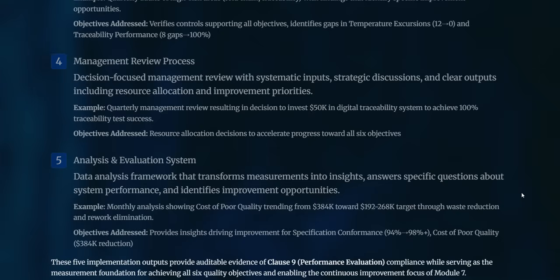These five implementation outputs provide auditable evidence of Clause 9 performance evaluation compliance, while serving as the measurement foundation for achieving all six quality objectives and enabling the continuous improvement focus of Module 7.